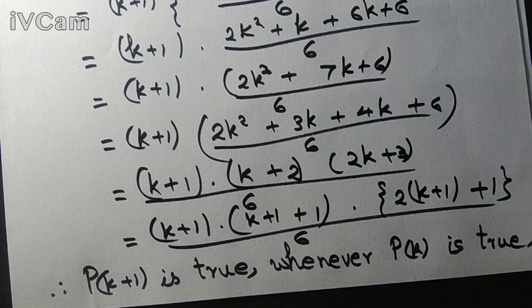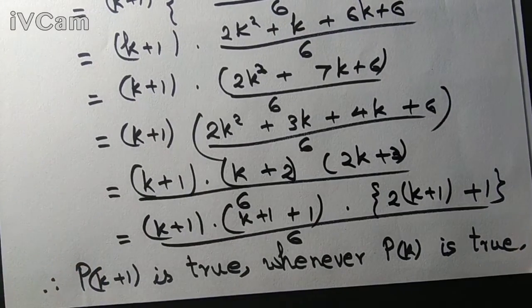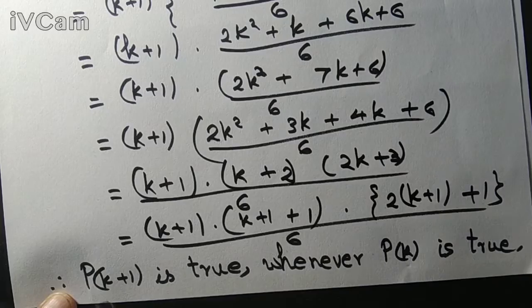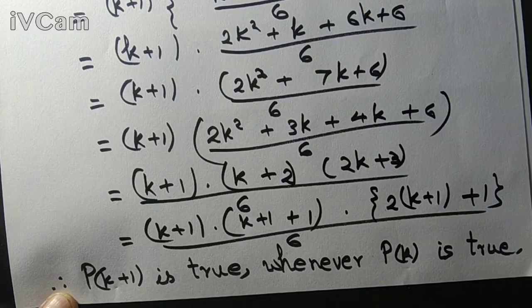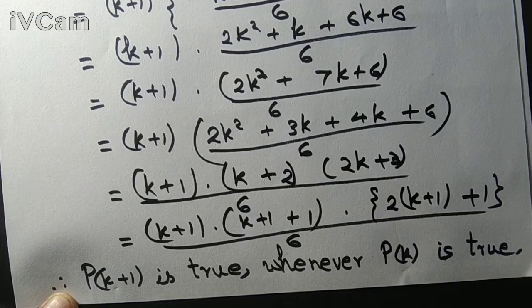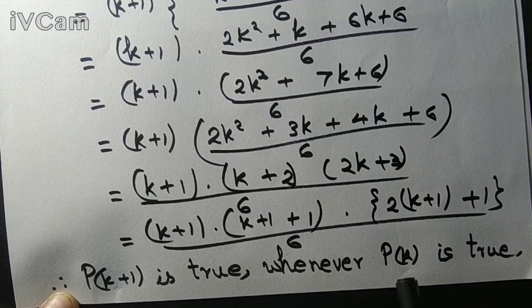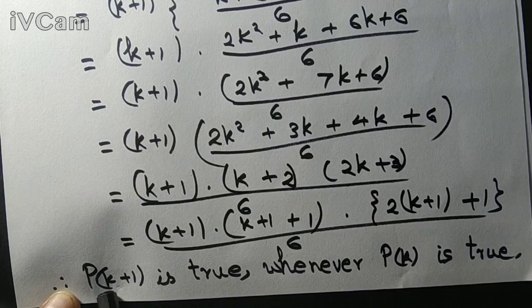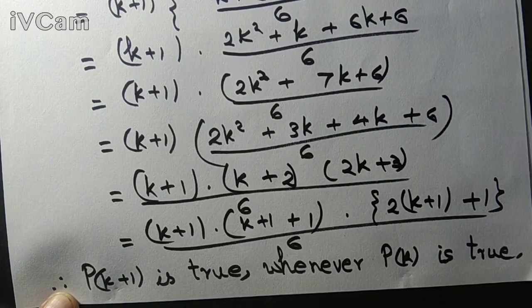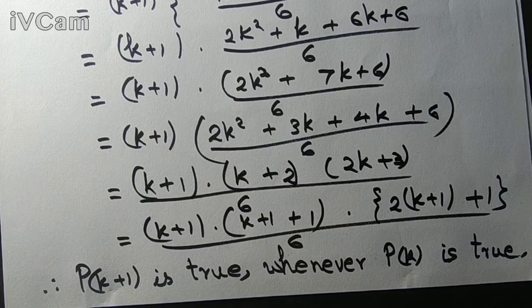Since we have obtained P1 to be true, by this last line we can say P2 is true. Again, if we take k equal to 2, we get P3 is true. Similarly, P3 is true implies P4 is true, P4 is true implies P5 is true. So by principle of mathematical induction, Pn is true for every n.